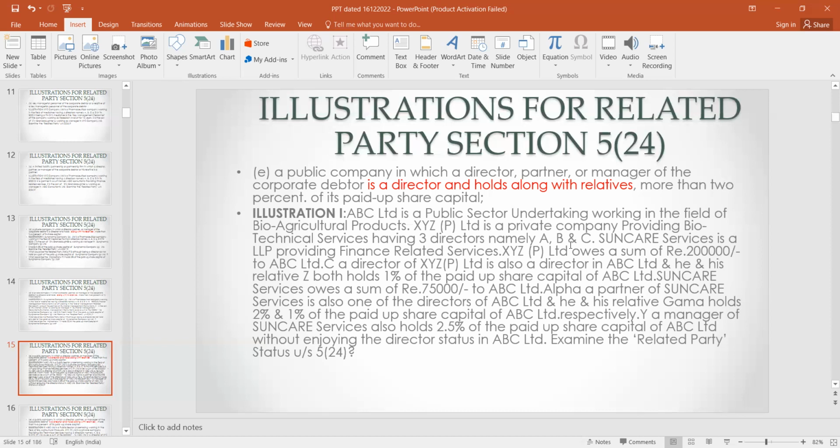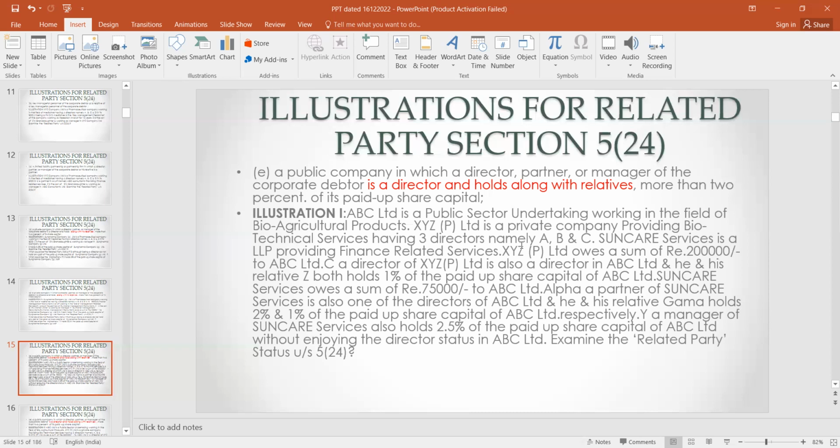Now ABC Limited is a public sector undertaking working in the field of bioagricultural products. XYZ Private Limited is a private company providing biotechnological services having 3 directors, namely A, B, and C. So there are 2 companies. One is ABC, another is XYZ Private Limited. ABC is a public sector undertaking, and XYZ is a private company, and it has got 3 directors, A, B, and C.